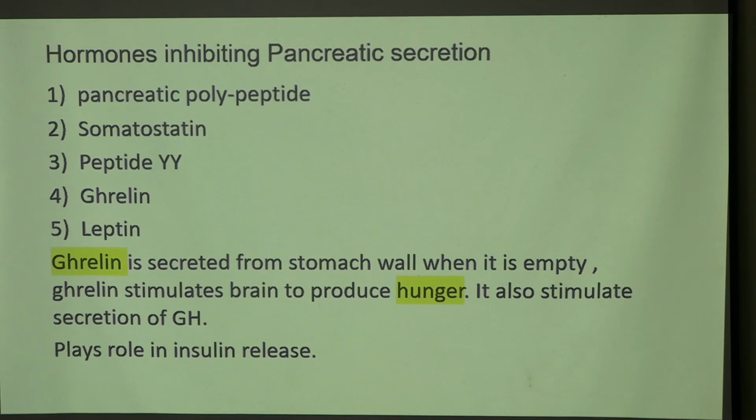When is our stomach empty? We feel hungry. It is because the stomach wall will produce ghrelin and it will stimulate the brain, the hypothalamus, where there is the hunger center. And this hunger center is not only stimulated by ghrelin, there is another.